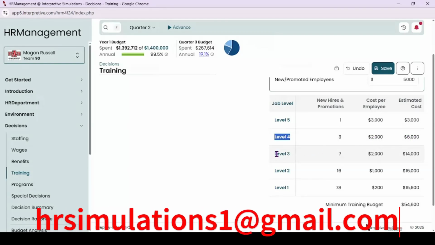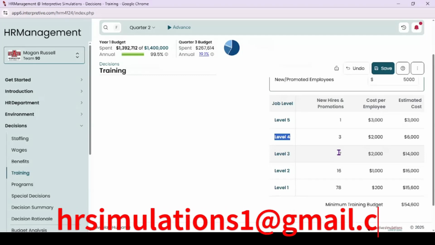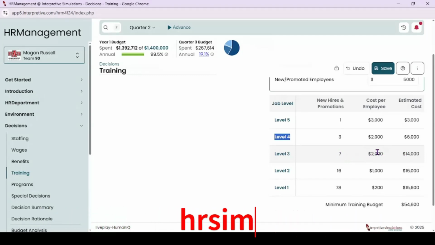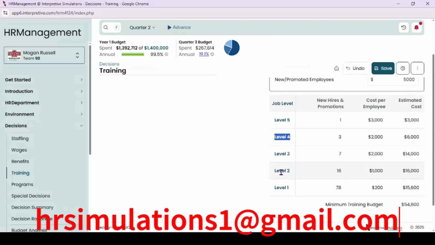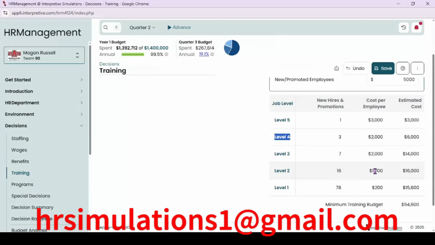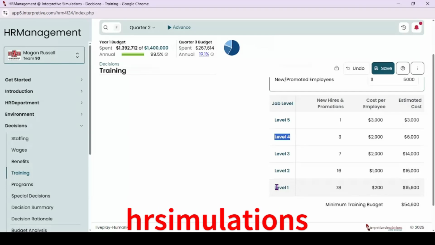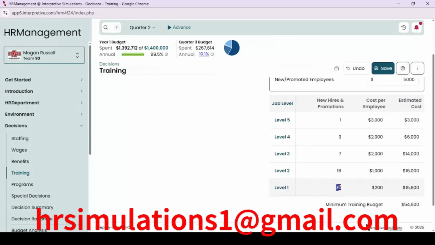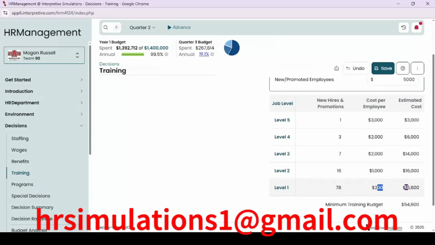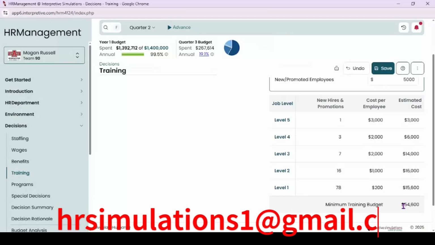And level 3, the new hires is 7, and the cost per employee is 2,000. So you're going to spend 7 times 2,000, which is 14,000. And level 2, new hires is 16, and the cost per employee is 1,000. So you're going to spend 16,000. Lastly, level 1, we have 78 new employees, and the cost per employee is 200. So we're going to spend 15,600. So the minimum budget training is 54,600.